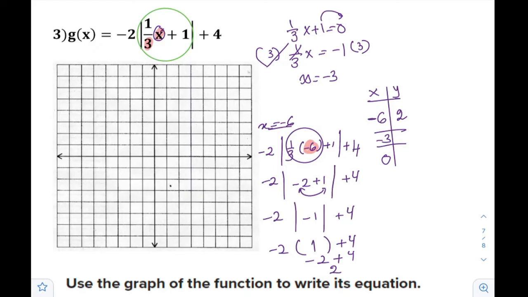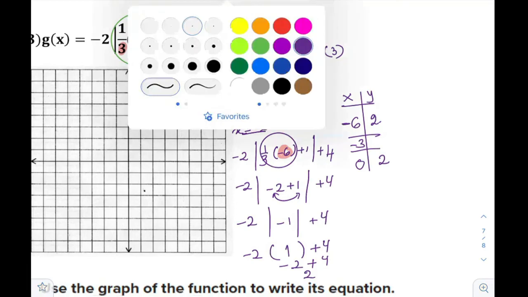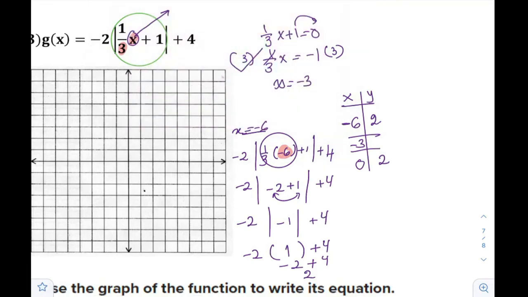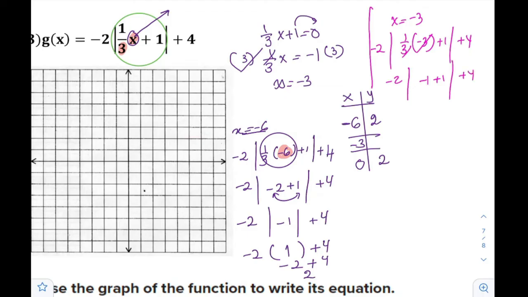And if you replace with 0, it will give us 2 as well. Try it and you will find the same thing. If you replace with negative 3, when x is negative 3, we have minus 2, absolute value of 1 over 3 times the minus 3, plus 1, then plus 4. This goes with that. So we have minus 1 plus 1 plus 4. And this one is 0. Minus 2 times 0 is 0. 0 plus 4 is 4. So this will be 4.